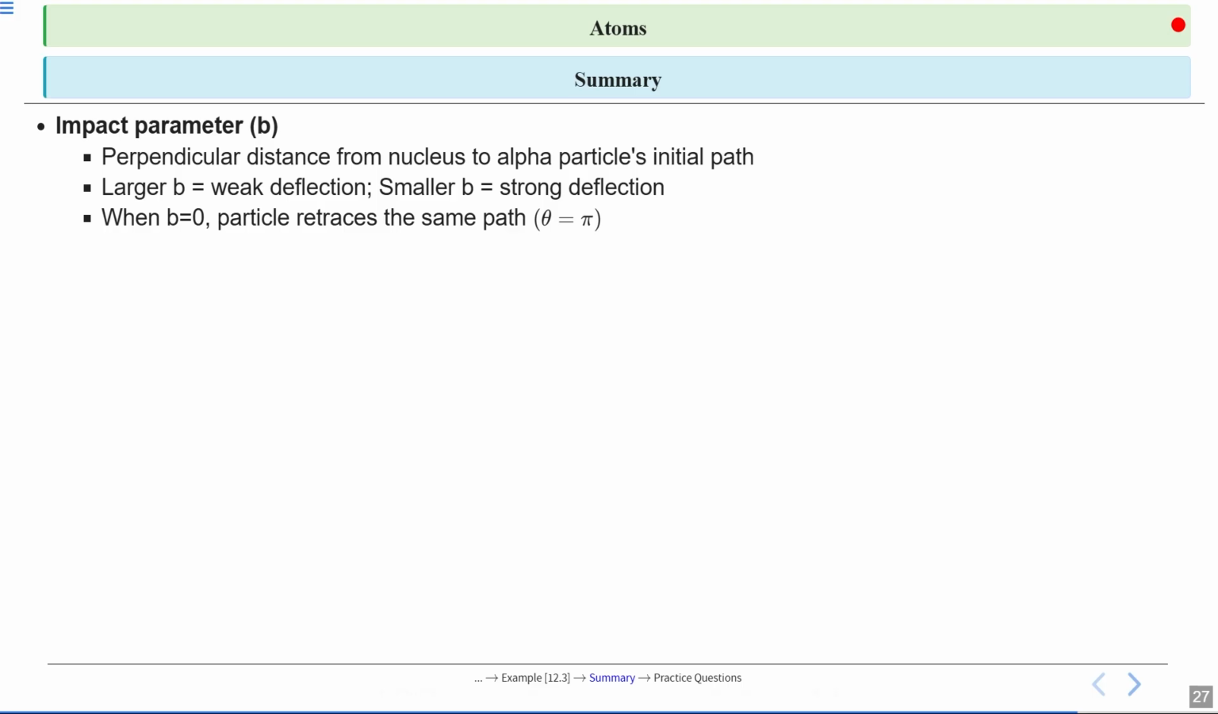When b equals 0, the alpha particle is aimed directly at the center of the nucleus. In this special case, the particle is deflected straight back along its original path, which means the scattering angle theta is 180 degrees or pi radians.